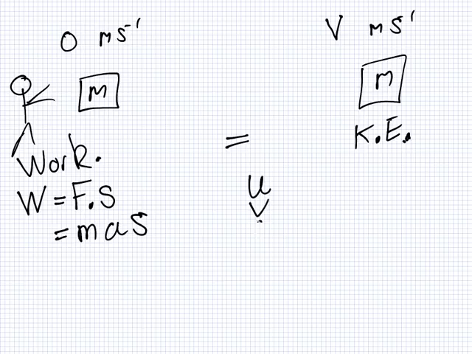U, V, A, T, S. Well, I know the U is 0. I know the V is V at the end. I don't know the A. I don't know the T. And I don't know the S. The A is 9.8. No, this is pushed. We don't know the A.